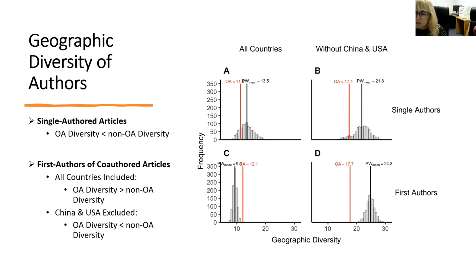And then when we excluded the dominant countries of China and USA, because they had published the majority of articles and were skewing our analysis, open access diversity was lower than non-open access diversity.